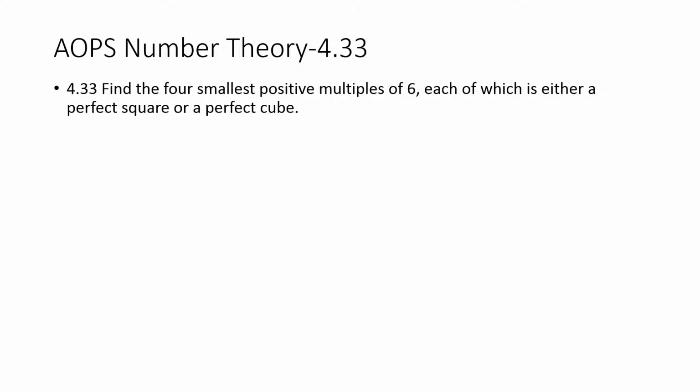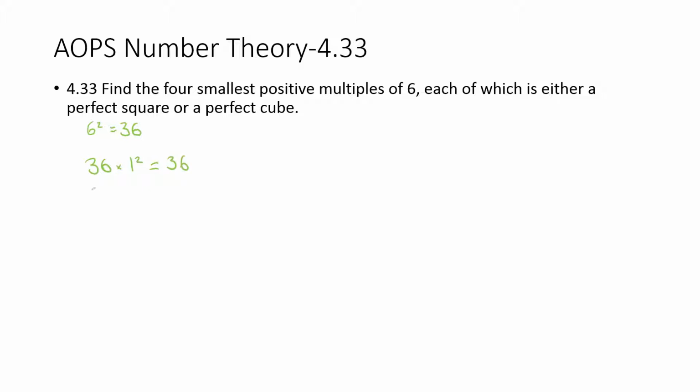AOPS number theory 4.33. Find the four smallest positive multiples of 6, each of which is either a perfect square or a perfect cube. So, since it has to be a perfect square or a perfect cube, first we do 6 squared, which is 36. And then we need the four smallest positive multiples of 6.